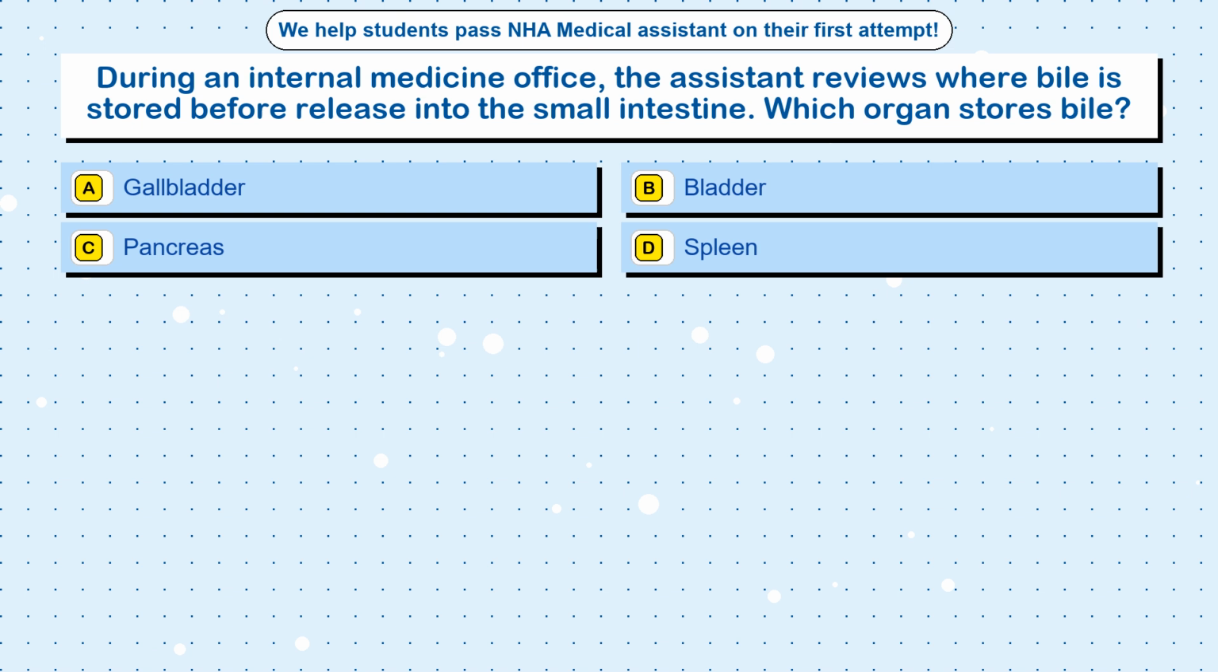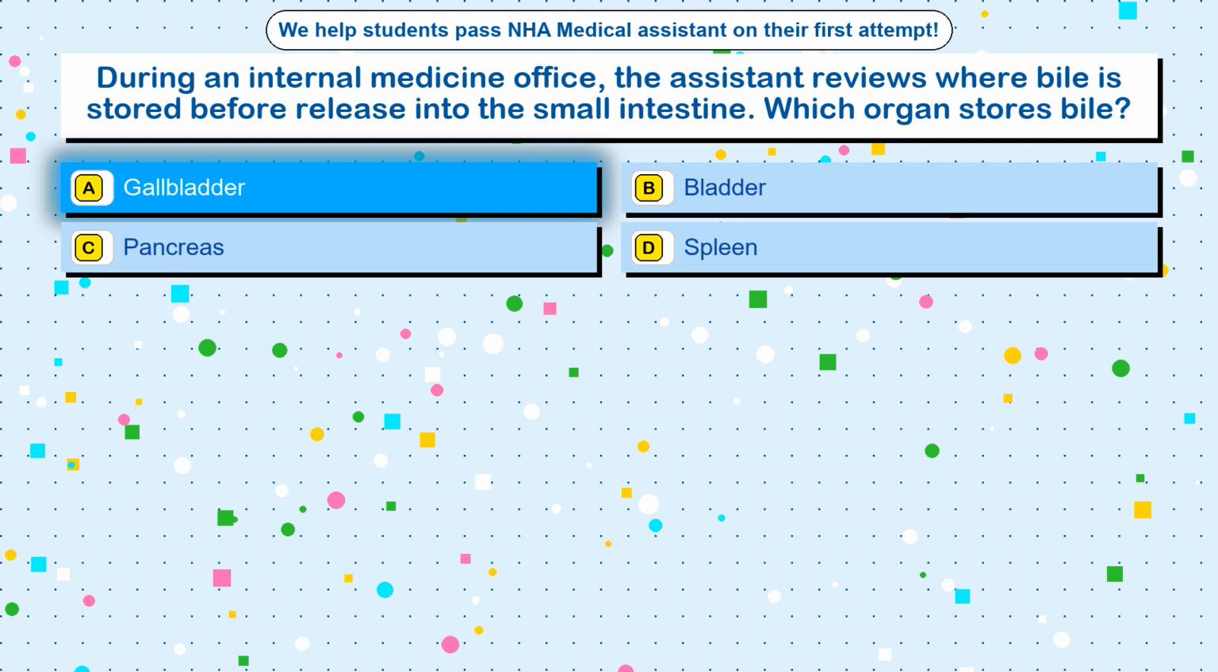Question 71. During an internal medicine office, the assistant reviews where bile is stored before release into the small intestine. Which organ stores bile? Option A. Gallbladder. Option B. Bladder. Option C. Pancreas. Option D. Spleen. The correct answer is option A.